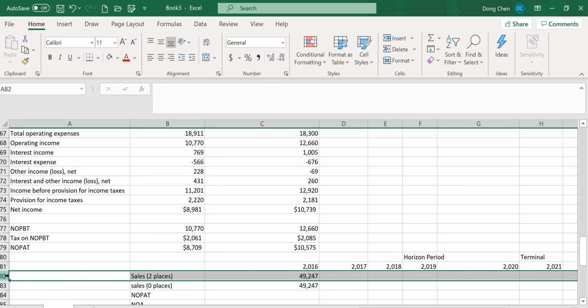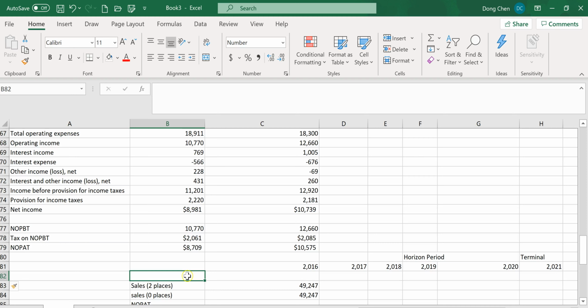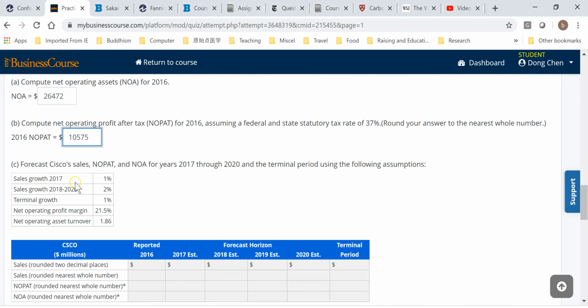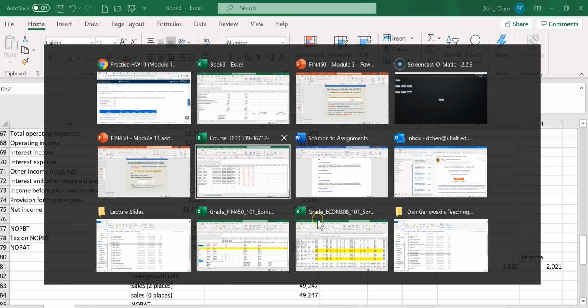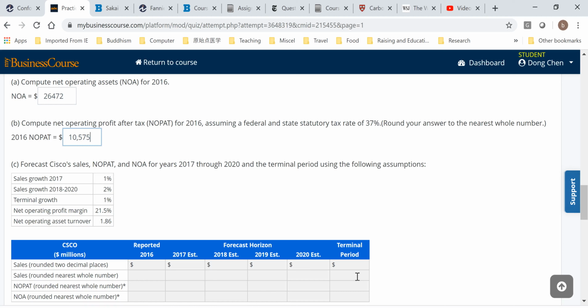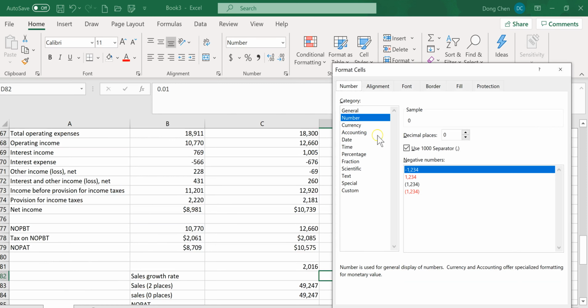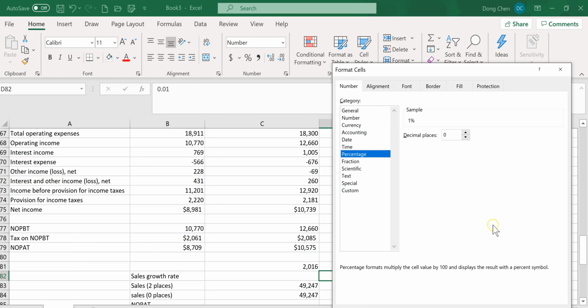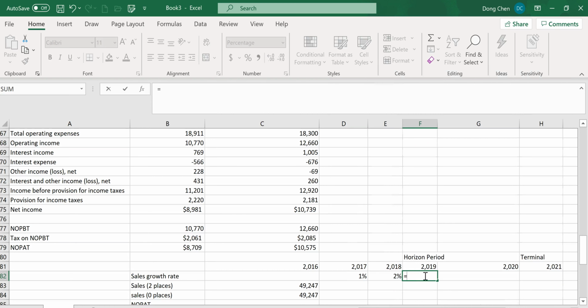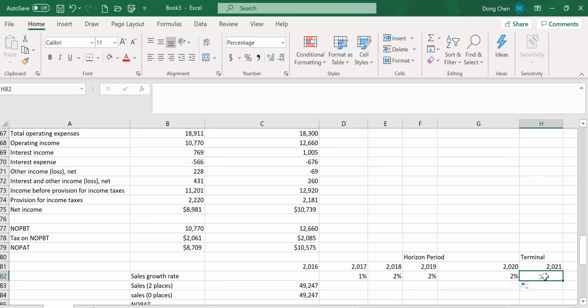But starting from 2017, we need to use the assumptions for the sales growth rate, right? So go back to the assumptions. Sales growth for 2017 is 1%, and for 2018, between 2018 and 2020, it's 2%, right? The reason why this becomes 0 is because I choose to keep 0 decimal places. So here I want to use the percentage sign, and 2019 is going to be the same as 2018 and 2020. So the 2021 terminal period goes back to 1%, right?